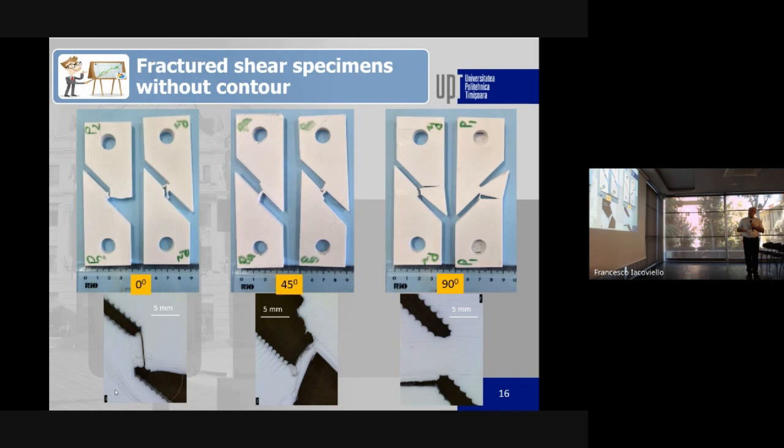For the specimens without contour, we have here a clean fracture, since we don't have the contour to keep the two parts together. This is at 0 degrees, this is at 90 degrees. Also, the crack propagates perpendicular to the loading direction. Some specimens are broken also here in the small ligament.